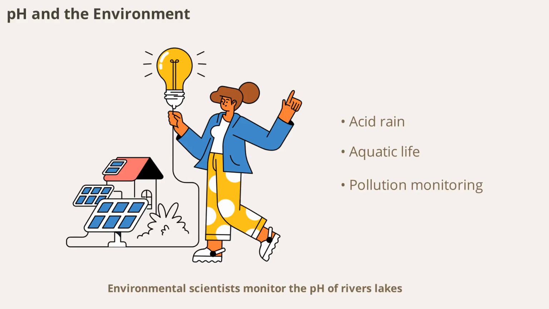Environmental scientists monitor the pH of rivers, lakes, and rain to assess pollution levels. Acid rain, caused by industrial emissions, can lower the pH of water bodies, harming aquatic life. Keeping pH balanced is vital for a healthy ecosystem.